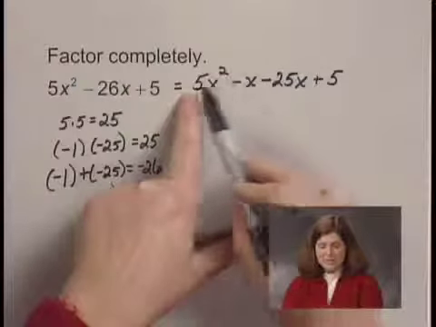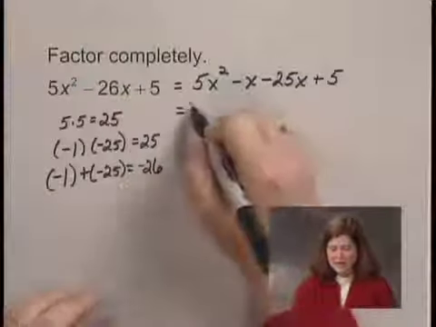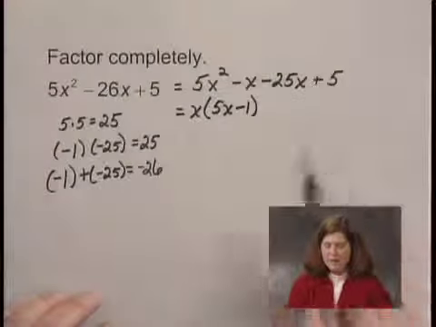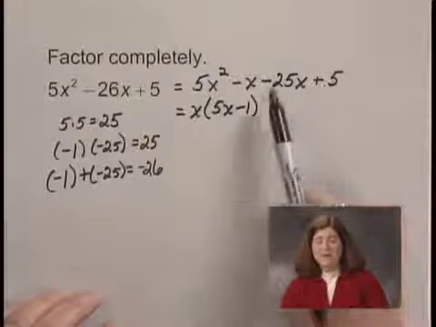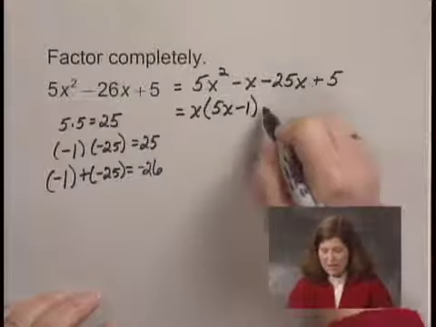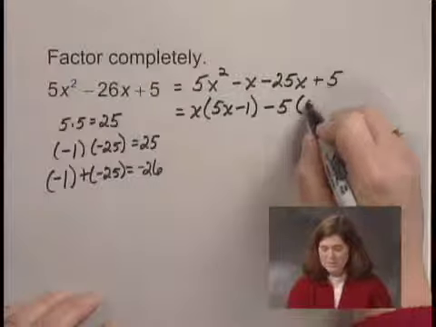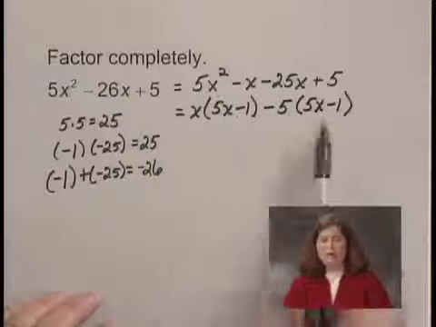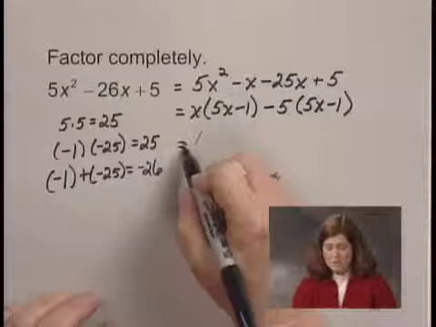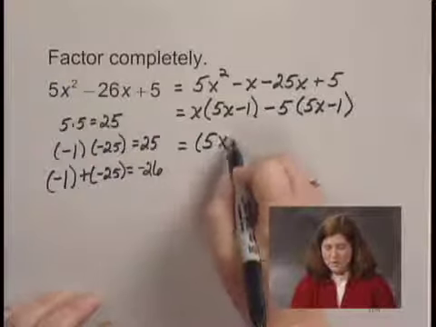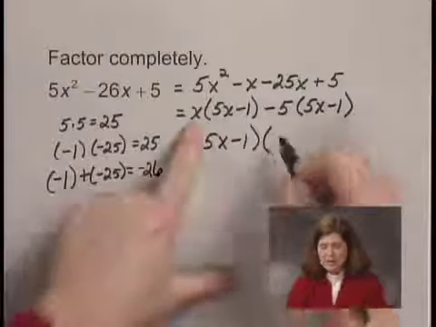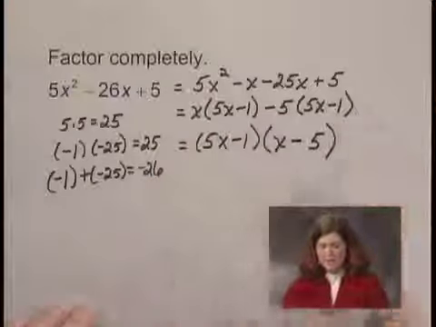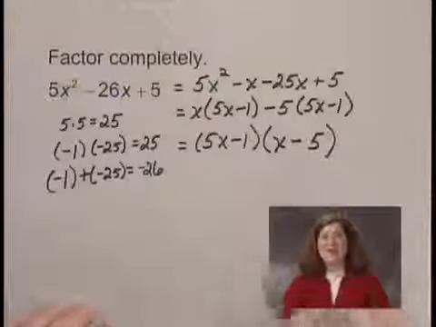I'll take my first set here, 5x squared minus x, and factor out an x, and I get x times 5x minus 1. And I'll take my second group and I'll factor out minus 5, or negative 5. I get negative 5 times 5x minus 1. And then I factor my common binomial factor, 5x minus 1, times the x from here minus the 5 from here, and that gives me the factorization of the original polynomial.